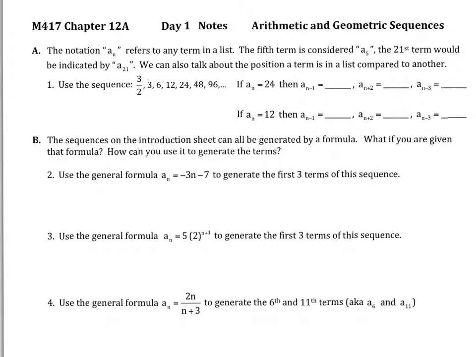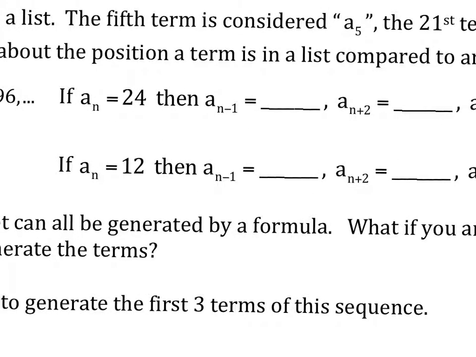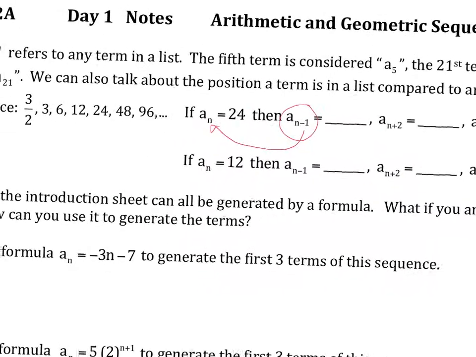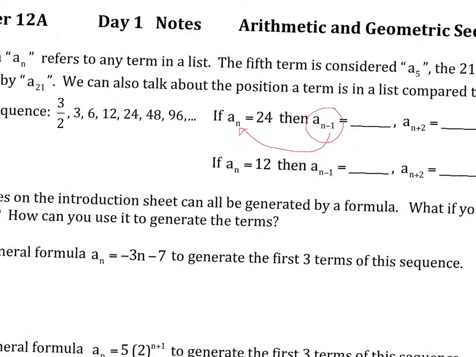Use the sequence 3 halves, 3, 6, 12, 24, 48, and 96. So if A sub n is 24, then A sub n minus 1 refers to one less term than that n. So I have to go backwards 1. 24 is right here, so the term before it, which would be A sub n minus 1, would be 12.